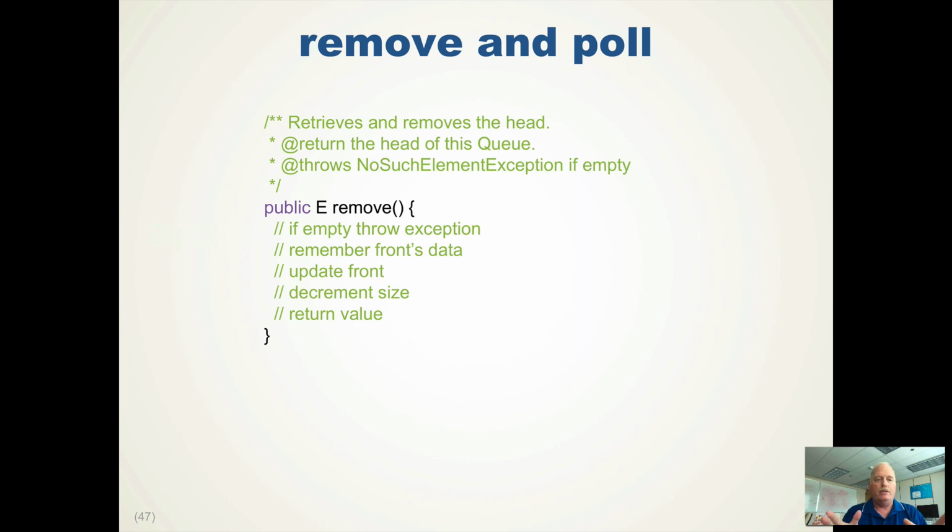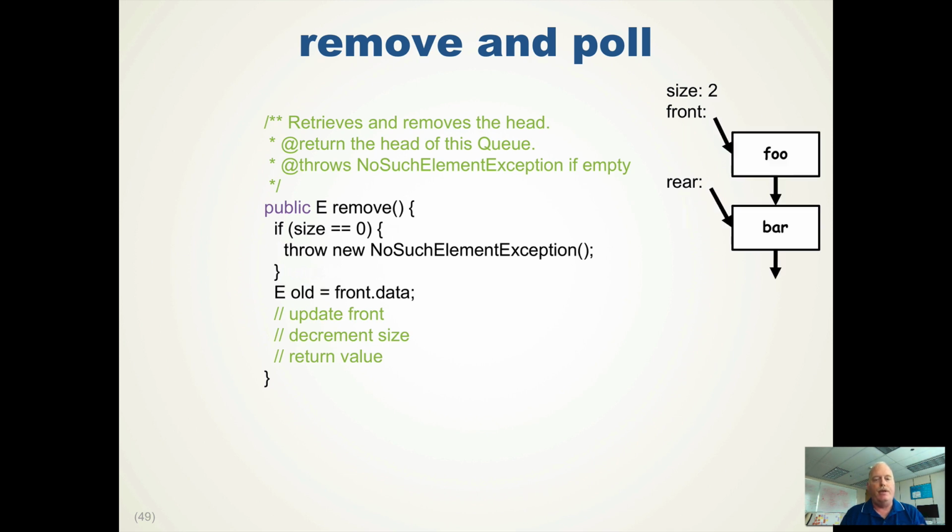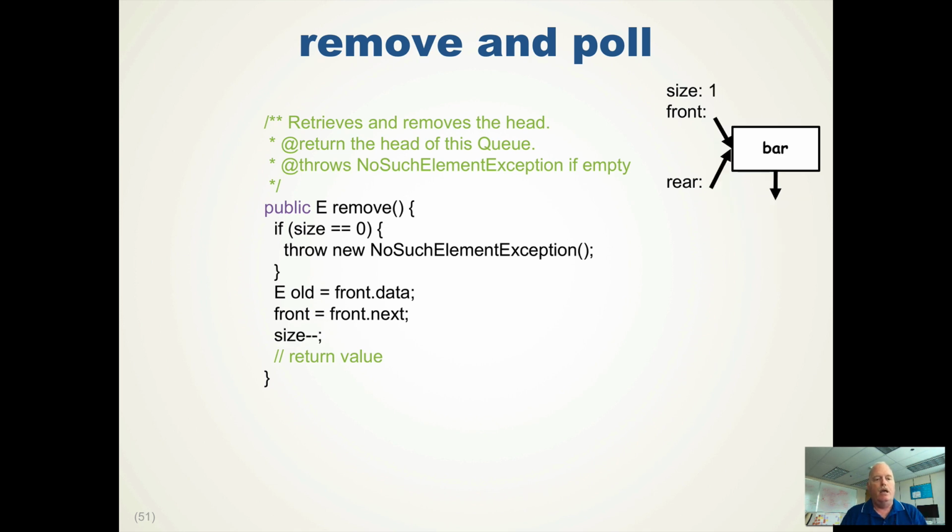Remove and poll, this is how we actually remove something from the queue. So we retrieve and remove the head of the queue. It returns the head, the thing that was at the beginning, or it throws an exception if it's empty. Again, remove is the one that throws the exception, so if empty, we throw our exception. We remember the data at front, because once we update front, we've lost a handle on that node. We then update front to point to front.next. We decrement the size, and then we return the value that we remembered, and we are done. So it's big O of 1 for this operation. Again, it throws the exception if empty.